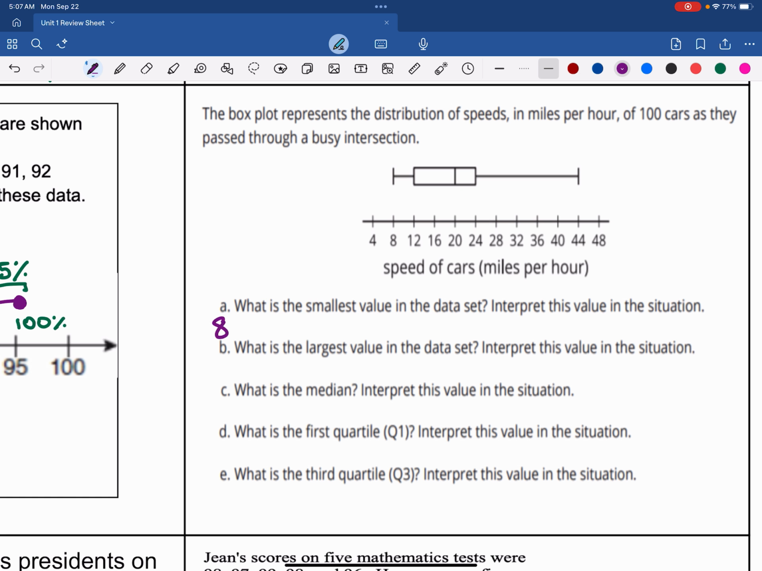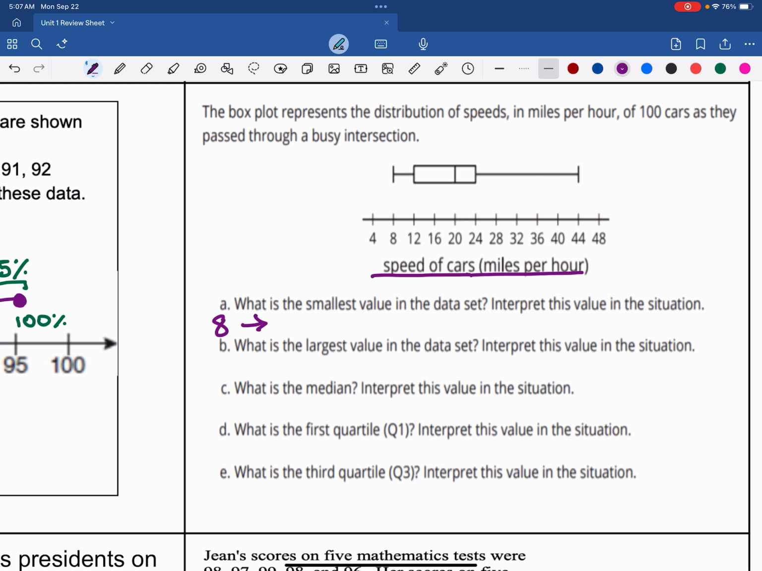And then since we're talking about speed of cars in miles per hour, if we're going to interpret this, then it has to be in terms of that situation. So if our smallest value is 8, then we can say that our slowest speed is 8 miles per hour. Or one of the cars is traveling at the slowest speed of 8 miles per hour.